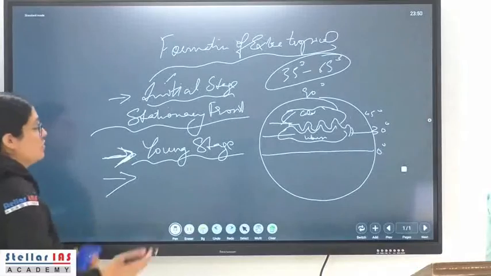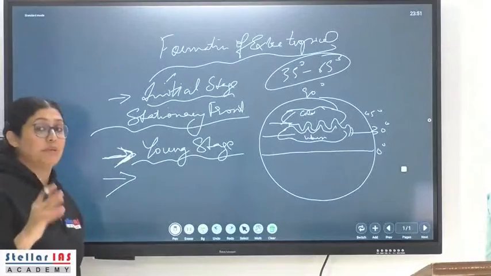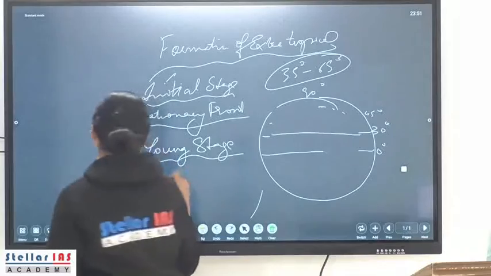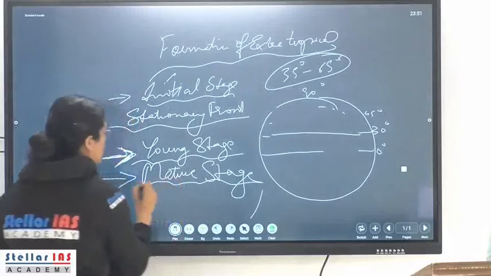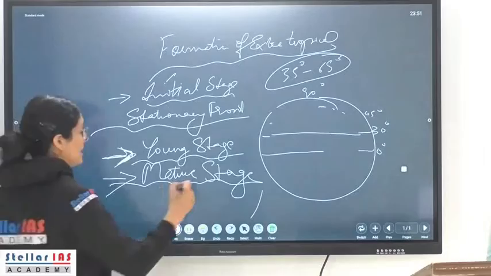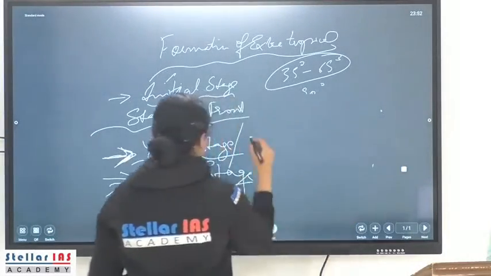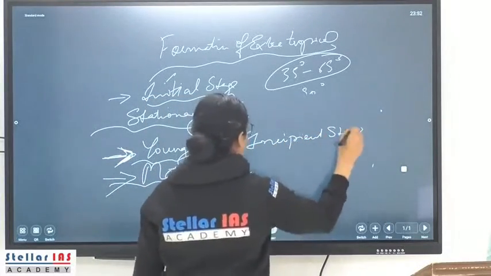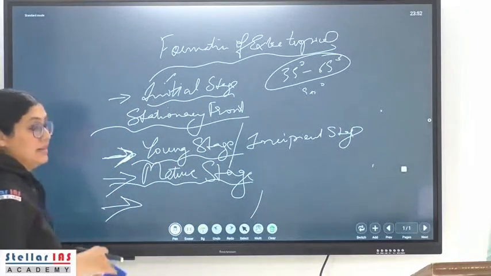Eventually then in the next stage, which is known as the mature stage, the cyclone has completely developed. So the third stage is the mature stage when the cyclone is at its most advanced stage and is completely developed. This young stage is also known as what we call the incipient stage. Okay, and the last stage is when the front is completely cut off from the ground.